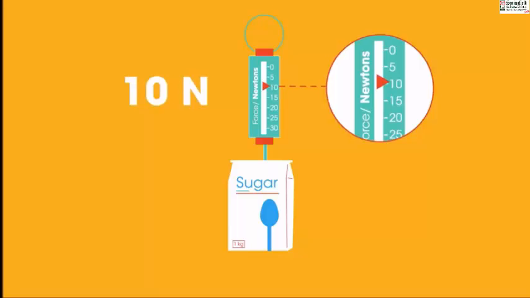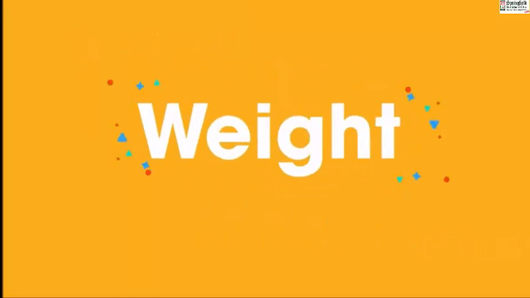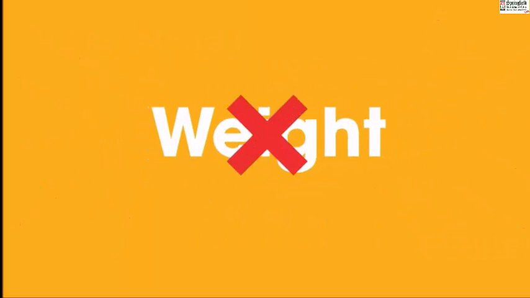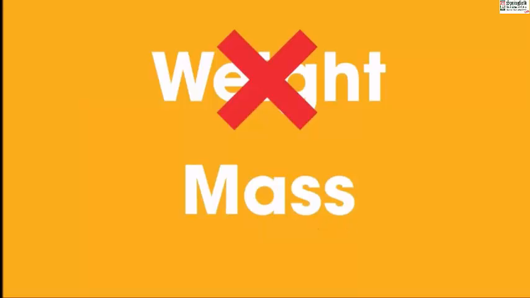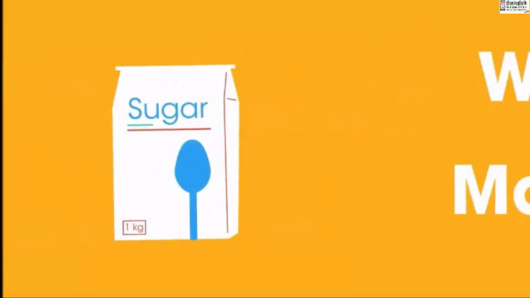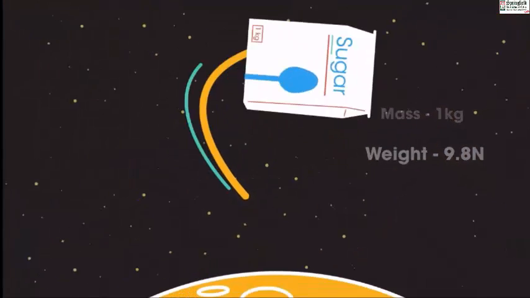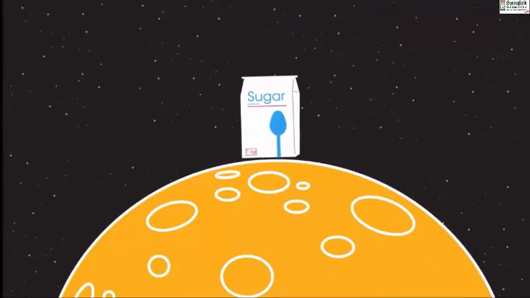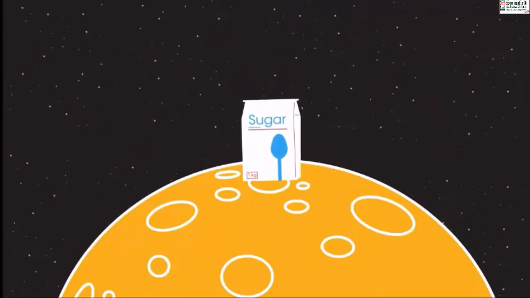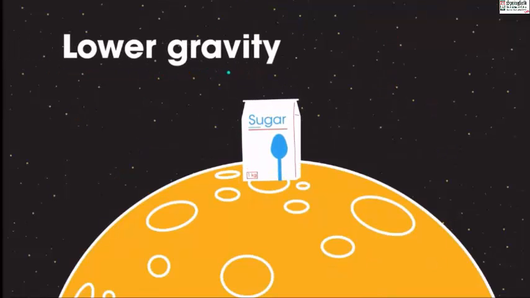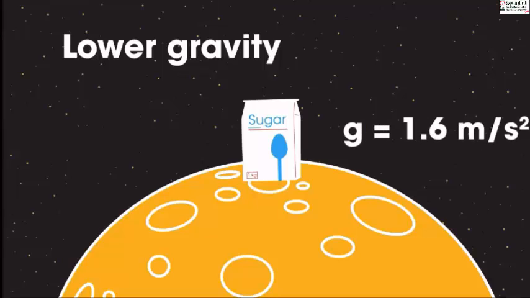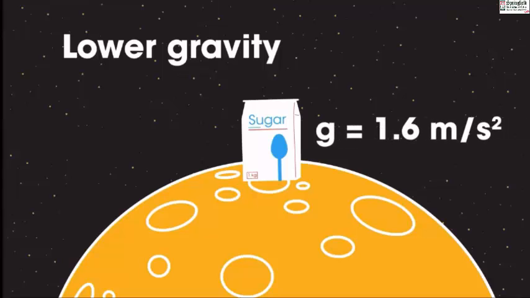Can you remember the equation that links mass with weight? In everyday life, we use the word weight when in fact we mean mass. The bag of sugar has a mass of 1 kilogram, but a weight of 9.8 newtons. Now let's take this bag of sugar to the moon. The moon is much less massive than the Earth, and so has a lower gravity. On the moon, g is only 1.6 meters per second per second.